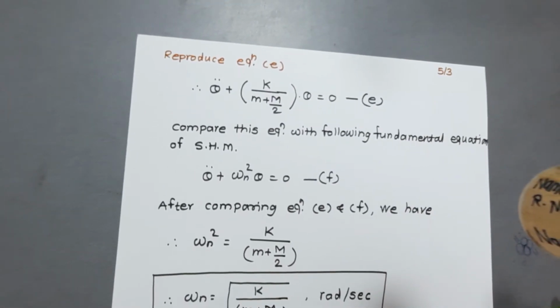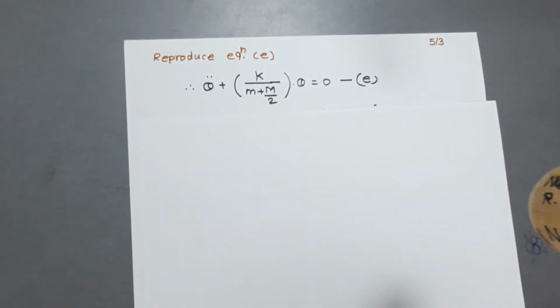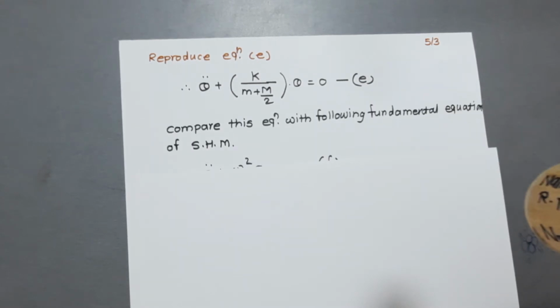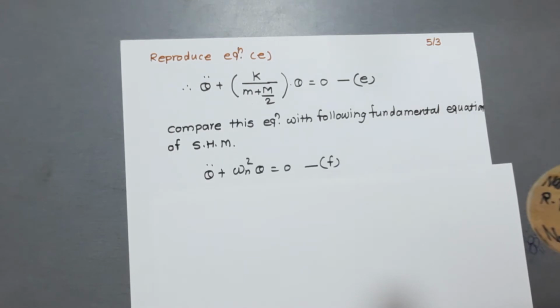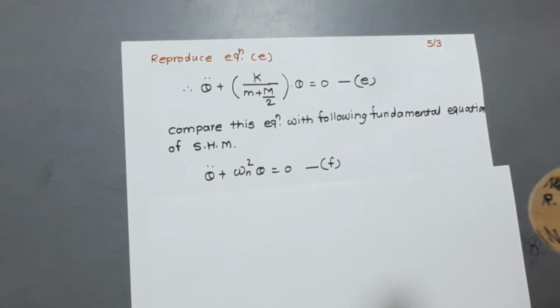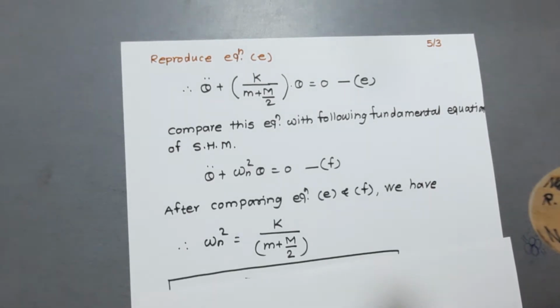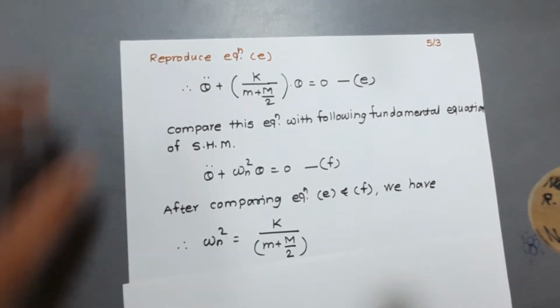I am reproducing equation number E here again, which we derived on the last page. That is theta double dot plus bracket k divided by small m plus capital M by 2, into theta is equal to 0. Now we have to compare this equation with the following fundamental equation of simple harmonic motion, which is theta double dot plus omega n square into theta is equal to 0. This is equation number F. After comparing equations E and F, we have omega n square is equal to k divided by bracket small m plus capital M by 2.